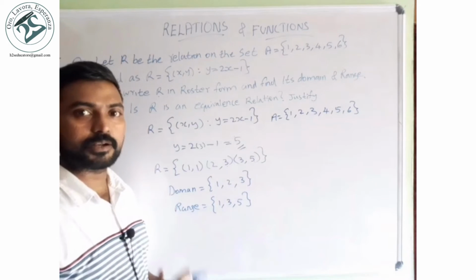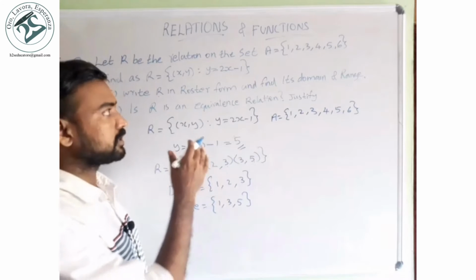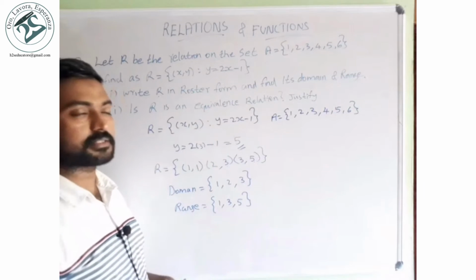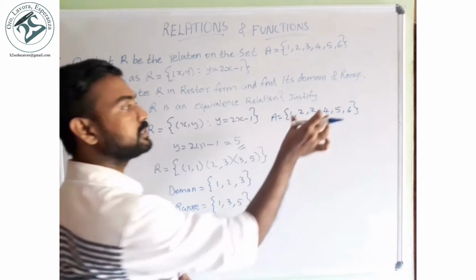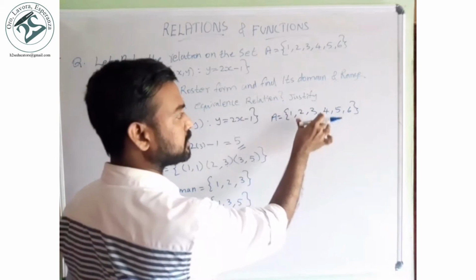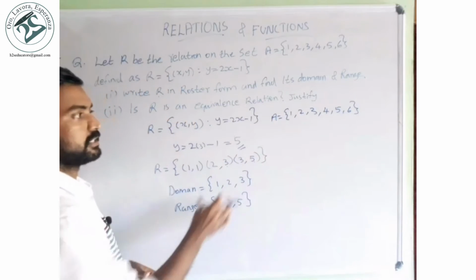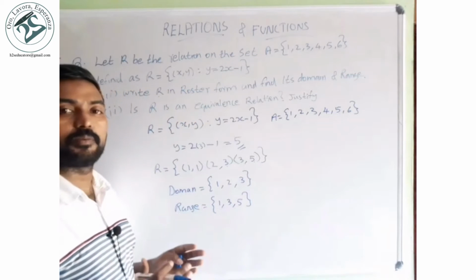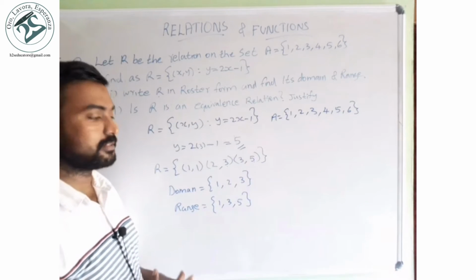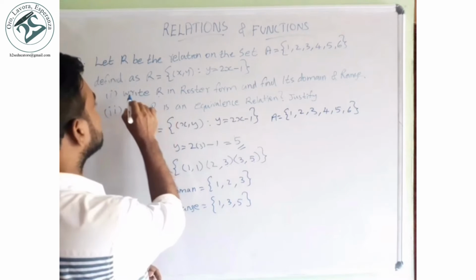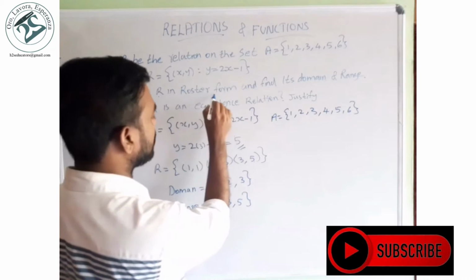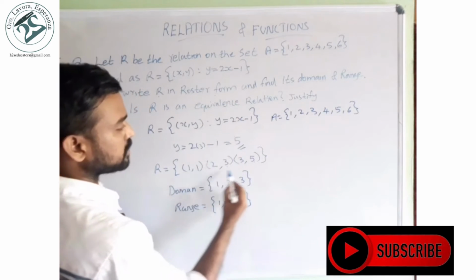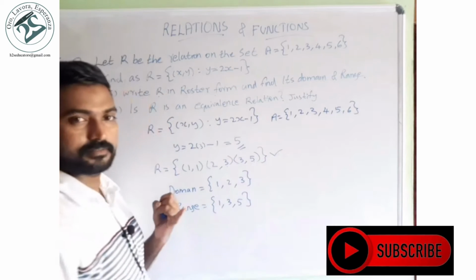One more topic is there, codomain, but it is not asked here. If it asks for the set of codomain, codomain means the set itself, the set which we considered for this relation, set A. All these elements are included, and it will be known as codomain. Now the question once again we can read: write R in roster form. So this is the roster form of the given question.